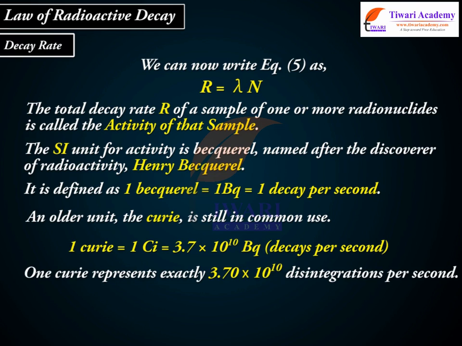Mean life. Mean life is the time at which both N and R have been reduced to e raised to power minus 1 of their initial values. Mean life tau is equal to 1 by lambda. T half is equal to log 2 upon lambda is equal to tau log 2.